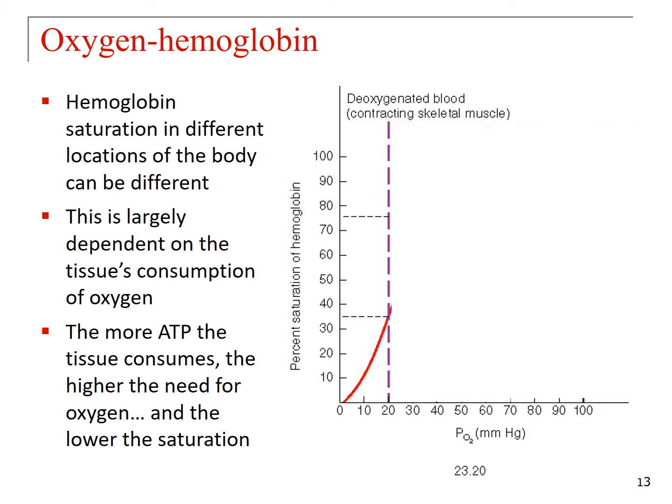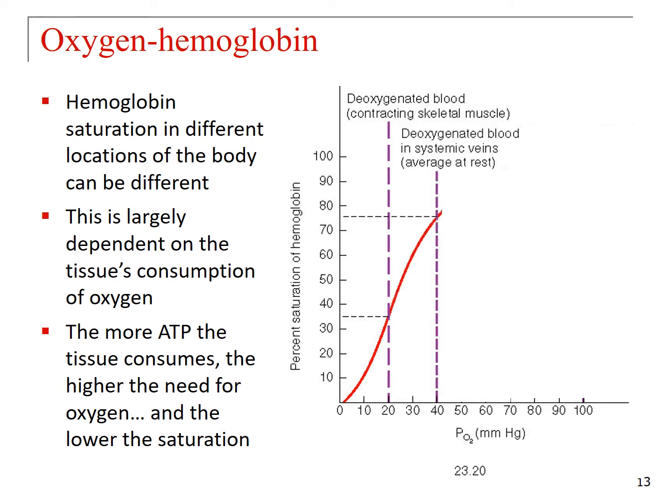Now, this is deoxygenated blood that is in contracting skeletal muscle. So skeletal muscle uses a whole lot of oxygen, and it means that the PO2 in the blood that's in skeletal muscle is going to be very low. Your partial pressure is going to be about 20 millibars. And at 20 millibars, the percent saturation of hemoglobin is at about 35%. You see where the dotted line is.